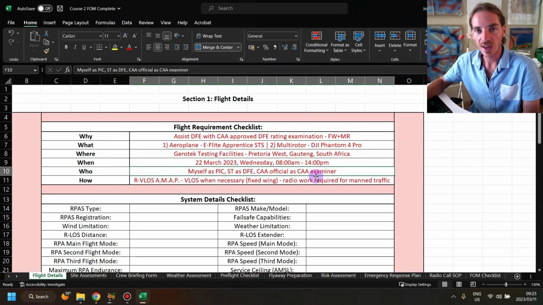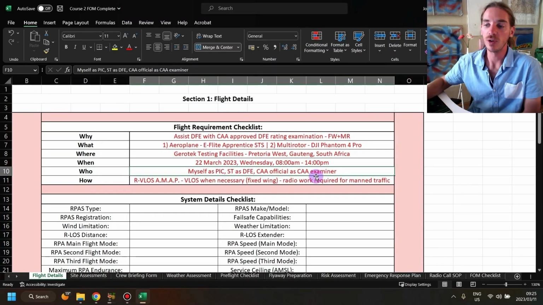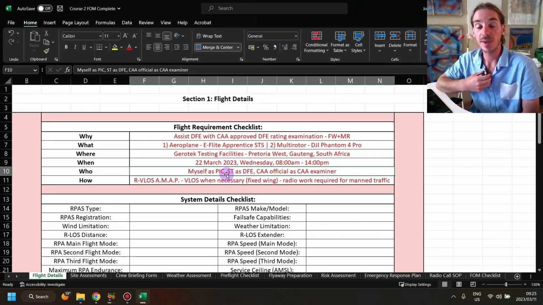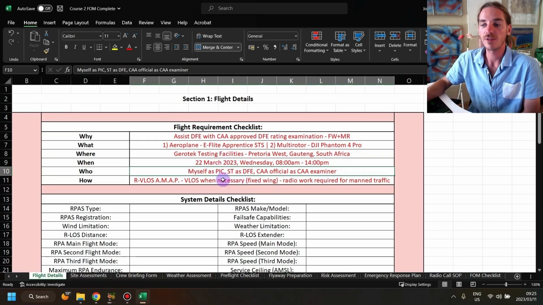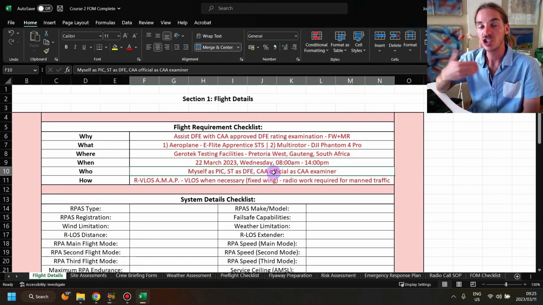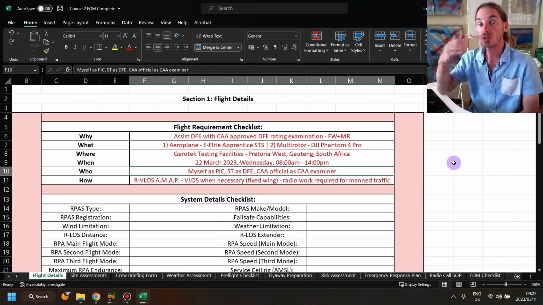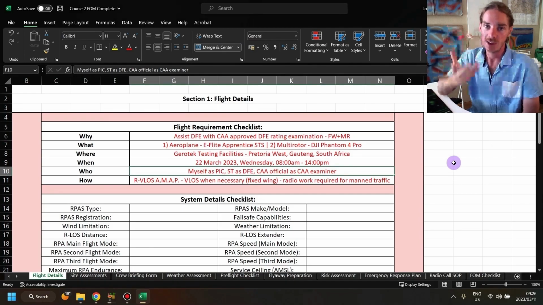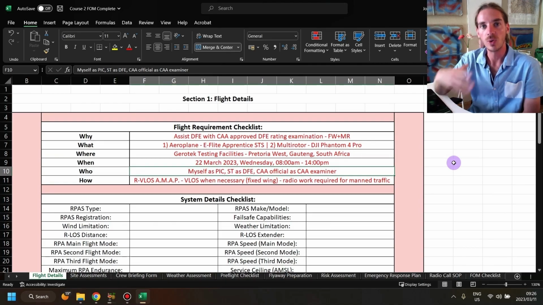So my who is 3. I have 3 people involved. The first one is myself as PIC, pilot in command. Then I've got ST as DFE. Like I said, I'm not putting names, so just initials. He will be the DFE, and then the CAA official or officials will be the examiners of the whole process. They will be the observers, technically the observers of the flight, but also the observers of the whole operation.